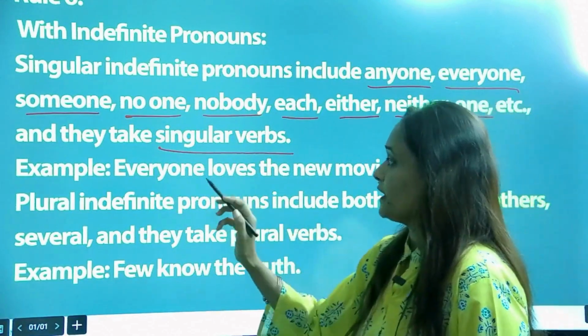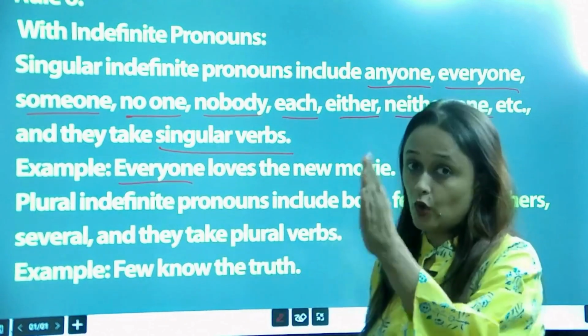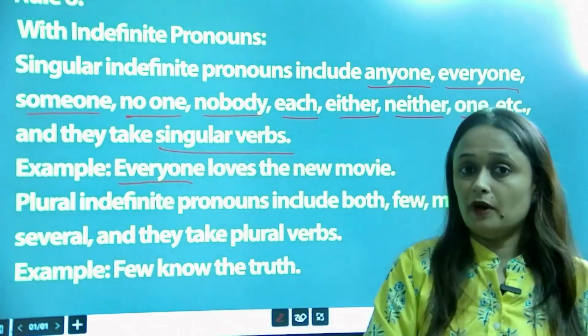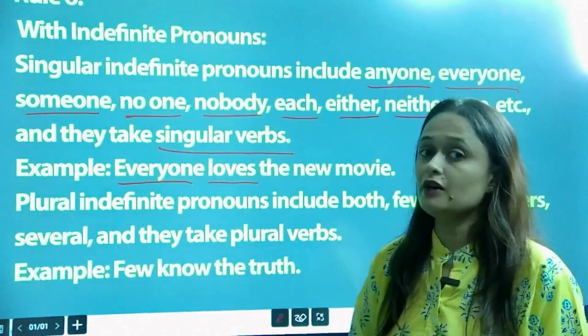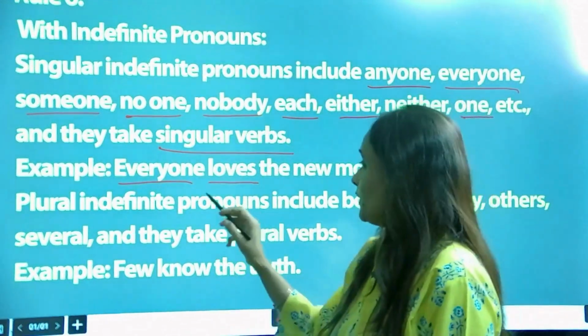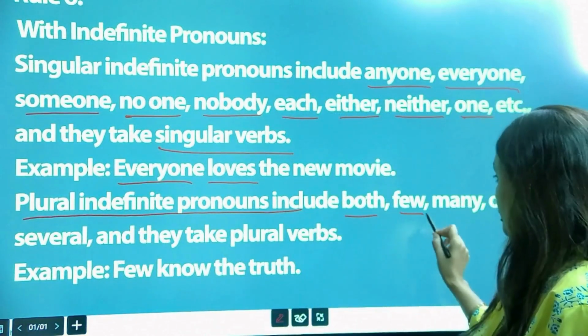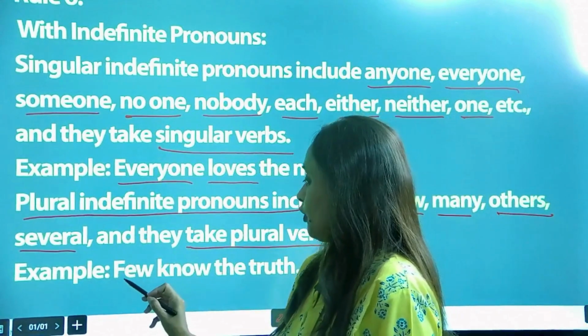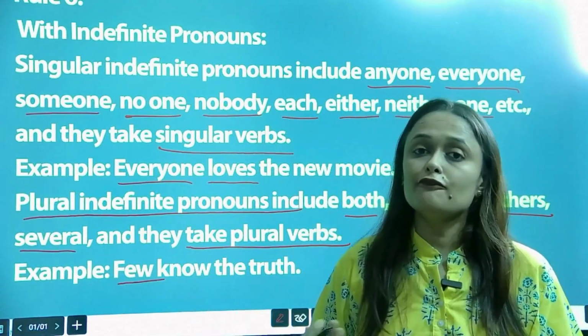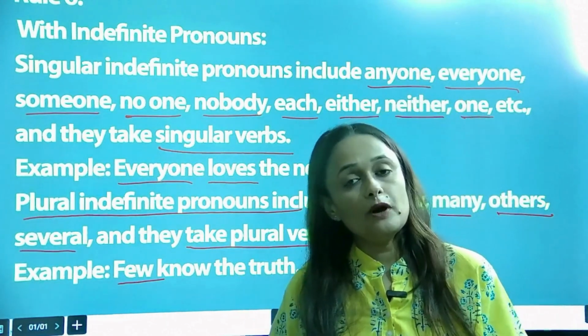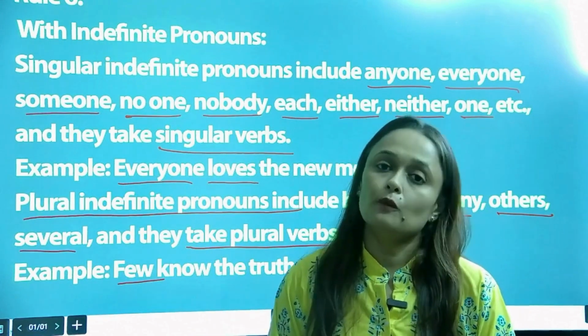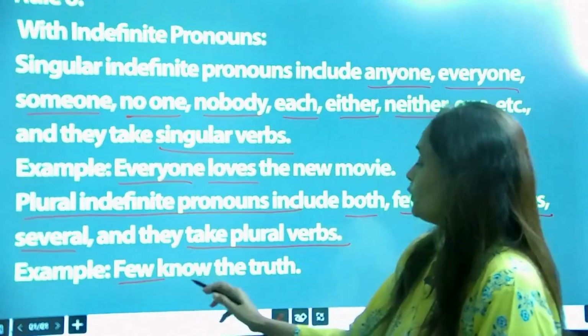Always remember this. For example, everyone. We are talking about everyone, counting everybody. So everyone loves. We are talking about an individual person here, right? So everyone loves the new movie. Plural indefinite pronouns include both, few, many, others, several, and they take plural verbs. Of course, they will. For example, few, a few, the few, right? When I talk about few, it means we are talking about more than one, so it becomes a plural subject. So, few know the truth. Plural subject, plural verb, right?